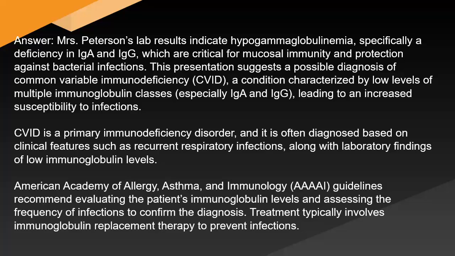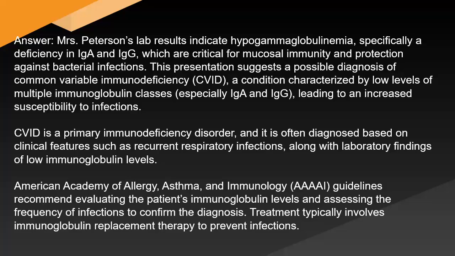This presentation suggests a possible diagnosis of common variable immunodeficiency (CVID), a condition characterized by low levels of multiple immunoglobulin classes, especially IgA and IgG, leading to an increased susceptibility to infections. CVID is a primary immunodeficiency disorder, and it is often diagnosed based on clinical features such as recurrent respiratory infections, along with laboratory findings of low immunoglobulin levels.